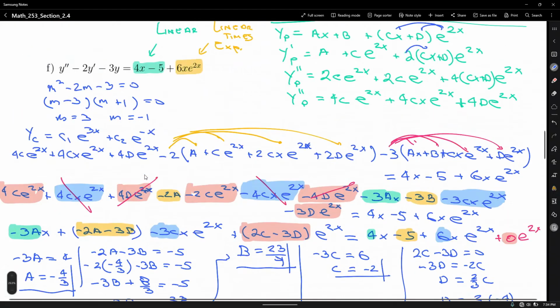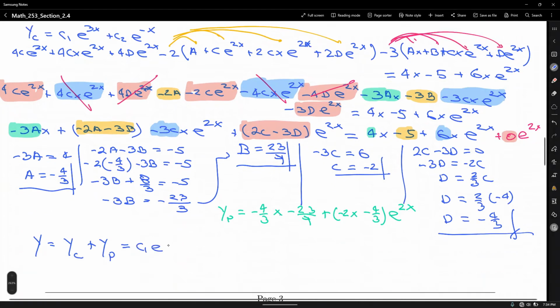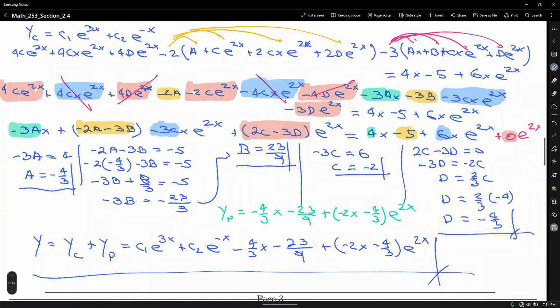So the solution we have over here is c1 e to the 3x plus c2 e to the negative x, plus the particular solution, which is what we have in green right here: minus 4/3 x minus 23 over 9 plus negative 2x minus 4/3 e to the 2x. Final answer. Okay, that's the final answer.